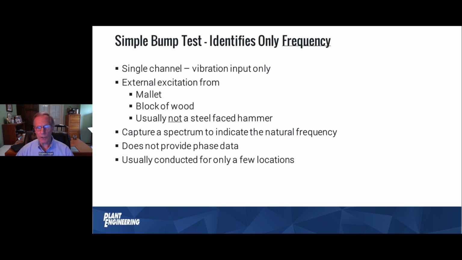So what you get is the amplitude and frequency data. The amplitude is not very useful. You have no way of calibrating for how hard you hit it. So the amplitude is what the amplitude is, but the frequency will indicate what the natural frequency or frequencies of the machine is. There's no provision for getting phase data. So the only real data that you get from a simple bump test is the frequency. Typically, you'll do it on 2 or 3 different locations on the machine in a couple of different modes to see what's going on. It's a fairly simple test.